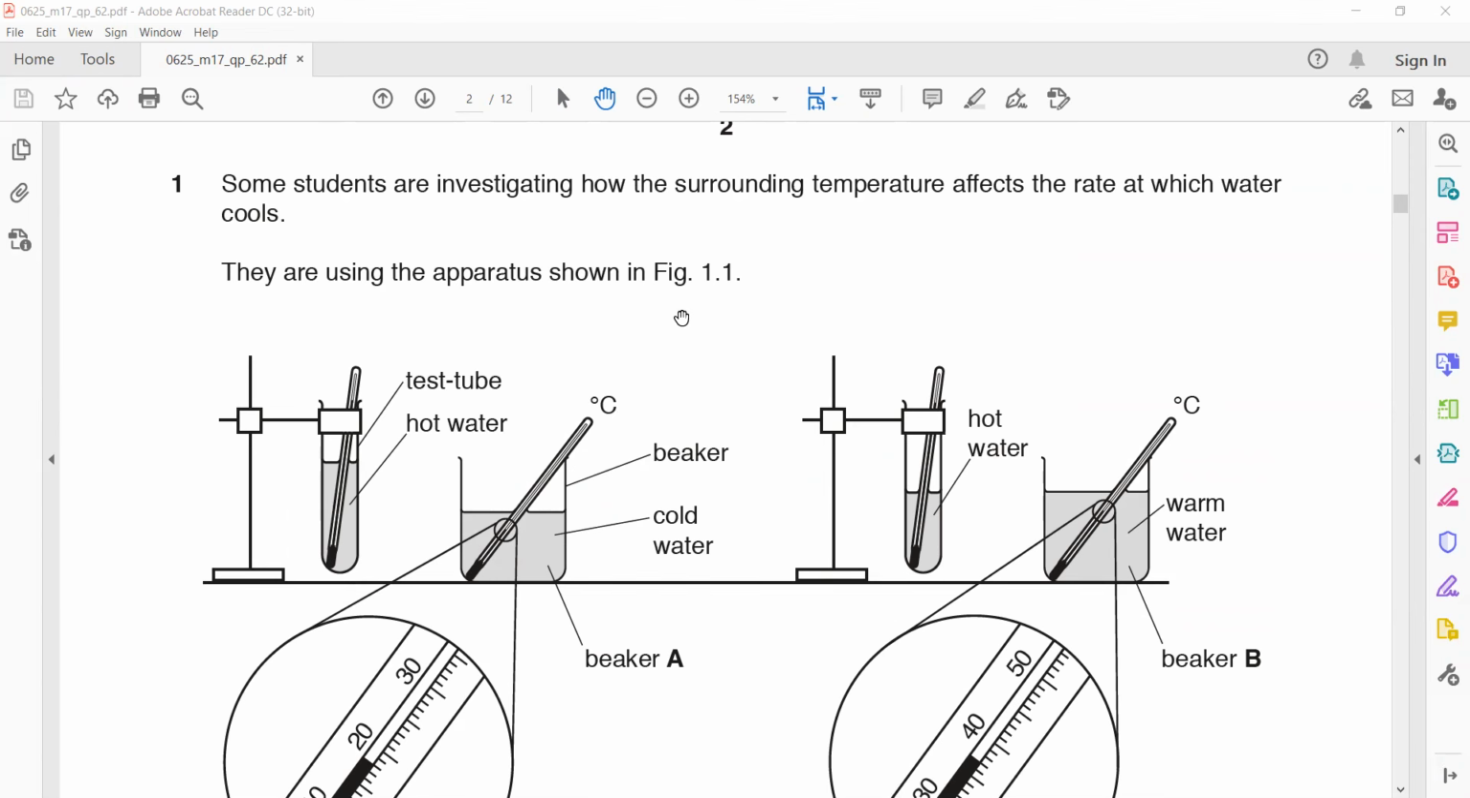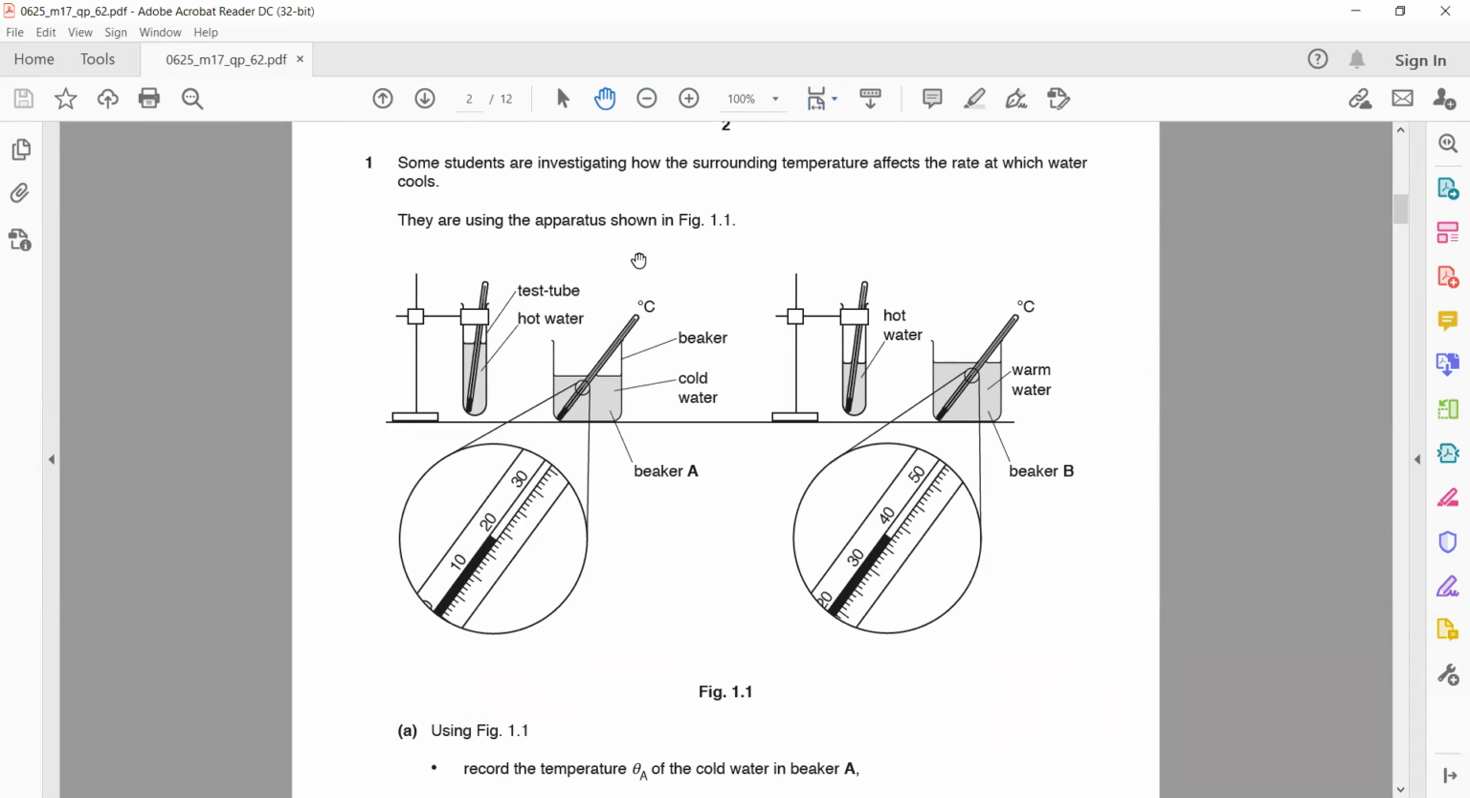They are investigating how the surrounding temperature affects the rate at which the water cools. They are using the apparatus as shown in figure 1.1. So you can see the apparatus: there is hot water in a test tube and cold water in a beaker, and there is hot water in a test tube and warm water in the beaker.